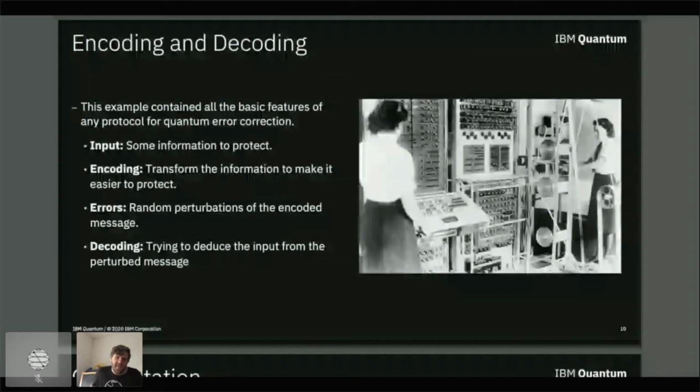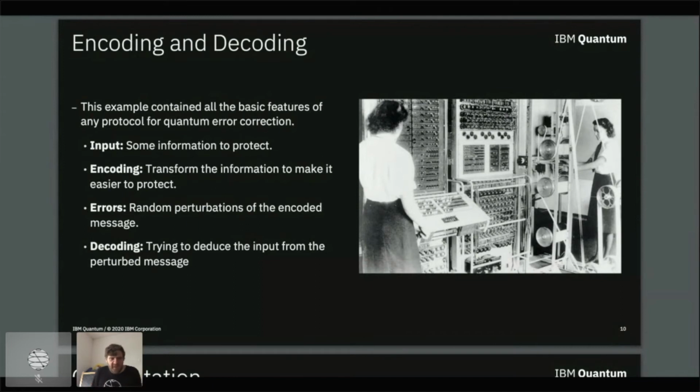Okay, so this is a simple example, and it in no way involved any quantum yet, but it has the very basics of quantum error correction, or any kind of error correction, which are these steps of encoding and decoding. So we have some input, some information that we want to protect. And then we put that through a process of encoding. We transform it, usually by making it bigger, so it covers more bits or more qubits, and we transform it in a way that makes it easier to protect. And then a process comes along which causes errors.